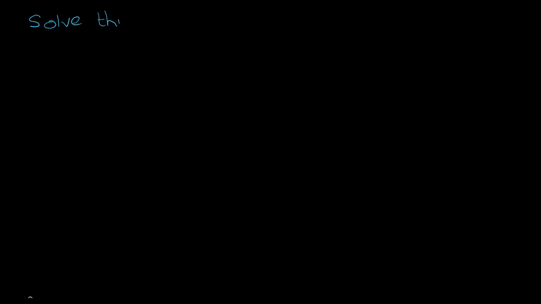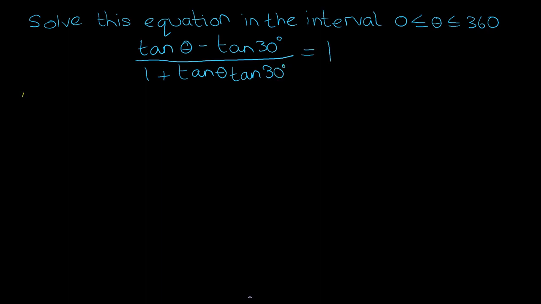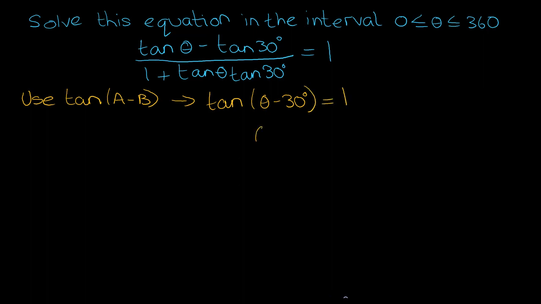Solve this equation in the interval 0 to 360 degrees. Tan theta minus tan 30 degrees all over 1 plus tan theta tan 30 degrees equals 1. This time we're going to use tan(A minus B). So tan of (theta minus 30 degrees) equals 1.